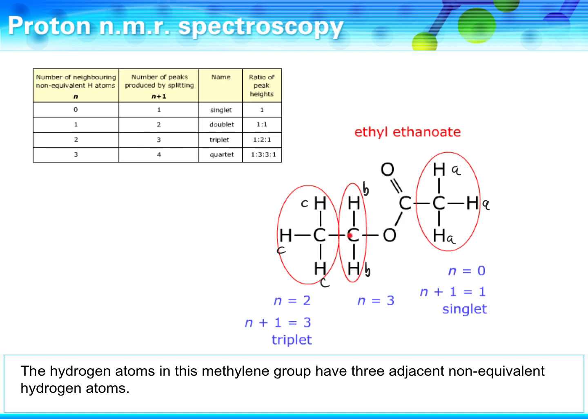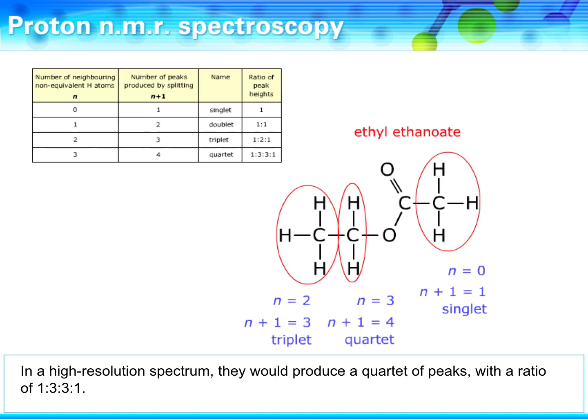Let's now consider these protons here on B. We call this a methylene group. Adjacent to it, there are 3 non-equivalent protons. It's got 3 nearest neighbours, so the signal will be split into n plus 1, which is 4. The signal given off by these protons here, protons B, will be split into a quartet.